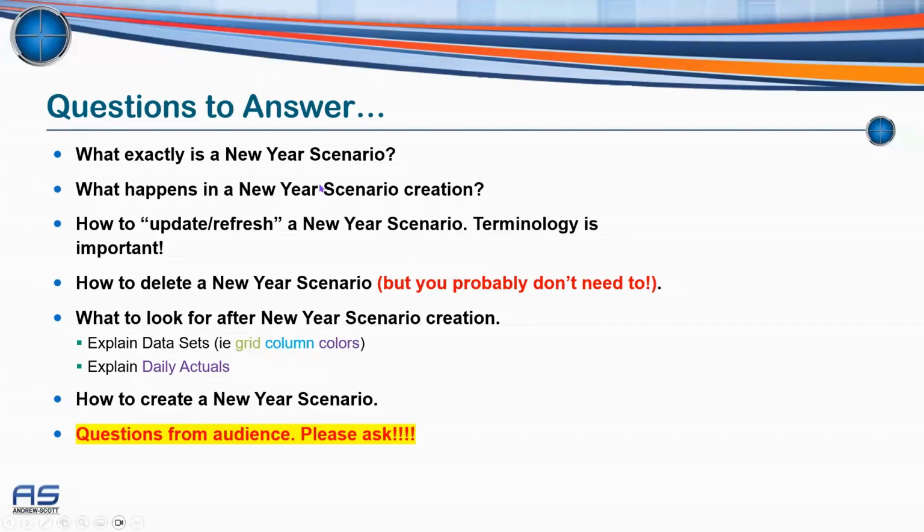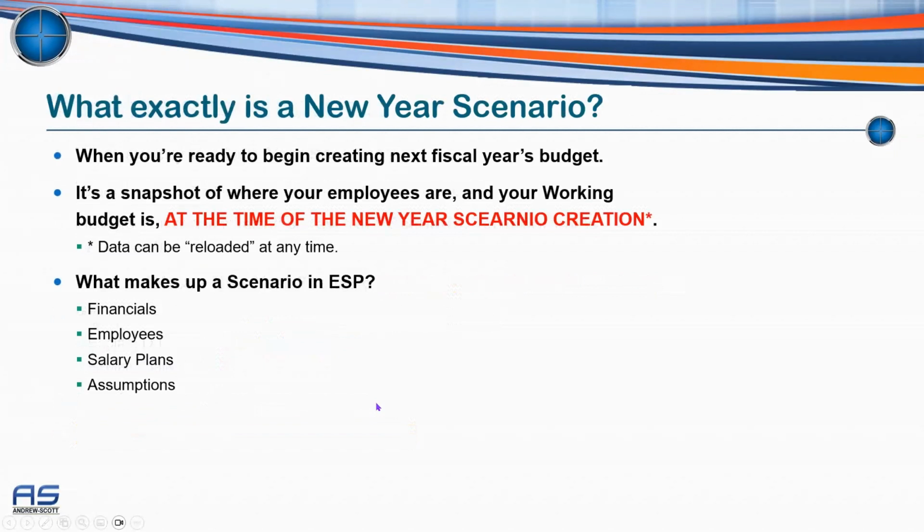Okay, I'm going to answer what it is, what happens, how to refresh it, and how to delete it, but you probably don't need to. We've already looked at explaining the column colors and the actuals yesterday, and then how to actually create it. Please feel free to ask a question. When you create a New Year scenario, let me show you how to create it real quick.